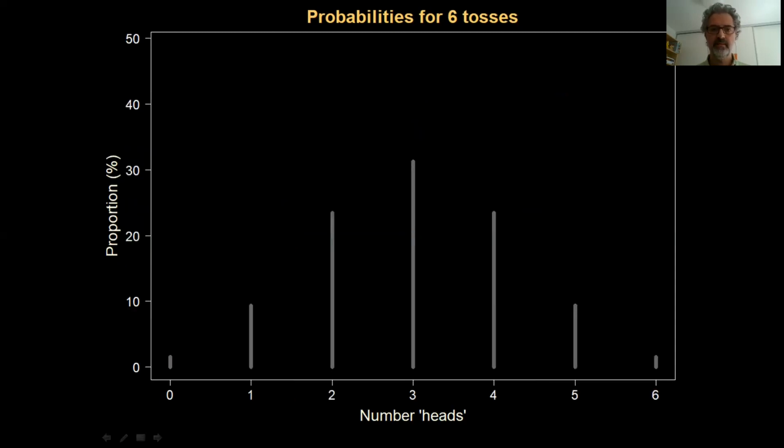The expected frequencies, the probabilities for different outcomes when you toss a coin 6 times, are plotted here. So you see that the probability for getting heads once or 5 times is about 10%. The probability of getting an equal number of heads and tails is just above 30%, and so on. These are the expected frequencies, and these are the actual observed frequencies as proportions for the 2 classes that we also showed before.